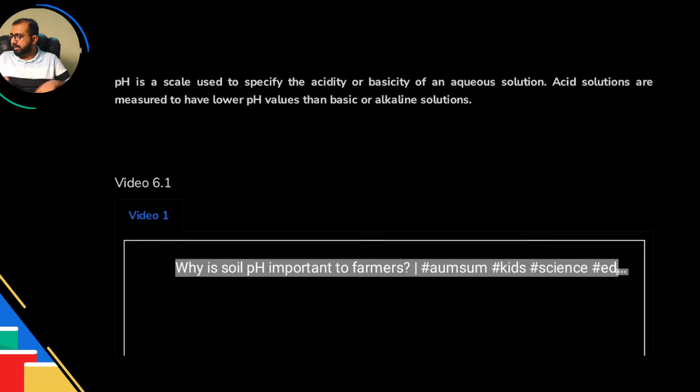Next question. pH is a scale used to specify the acidity or basicity of an aqueous solution. Acid solutions are measured to have lower pH. Of course, the more acidic something is, the lower the pH. So this is a soil pH question. So I'm going to share again soil pH.